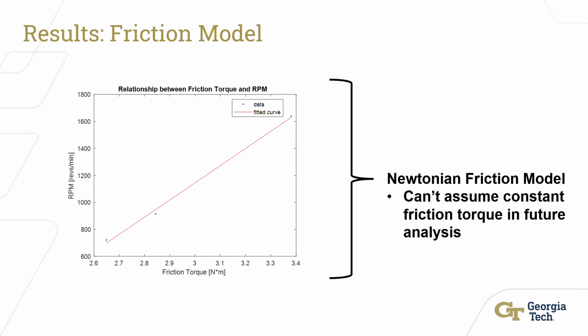Another finding of this first experiment was that the engine motor system follows the Newtonian rather than the Coulomb friction model. This means that engine RPM and resulting friction torque have a linear relationship instead of friction torque being independent of RPM. This applies to future experimentation in that the same friction torque can't be used in calculations for different engine speeds, but can be found for a given engine speed using the linear fit shown here.